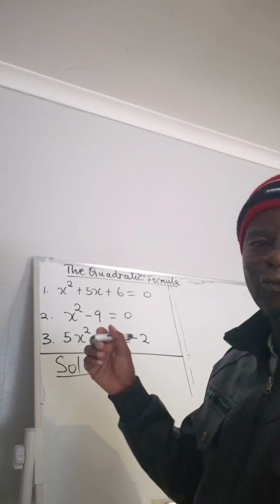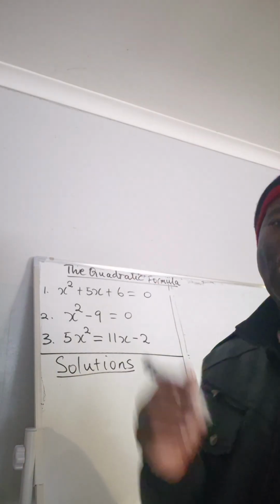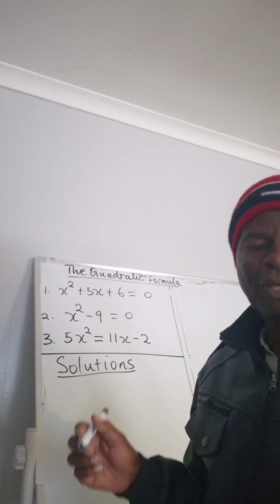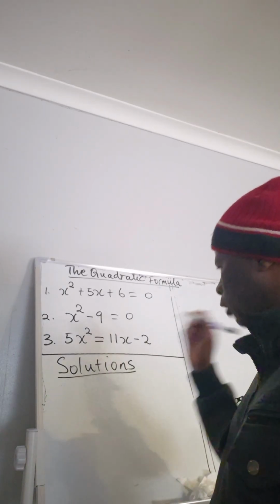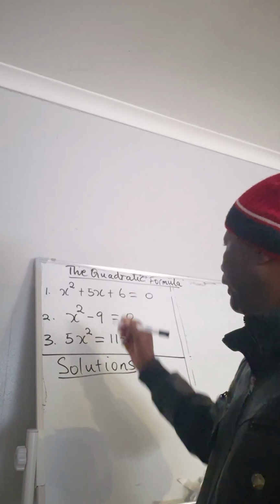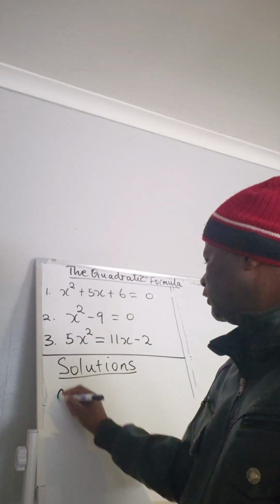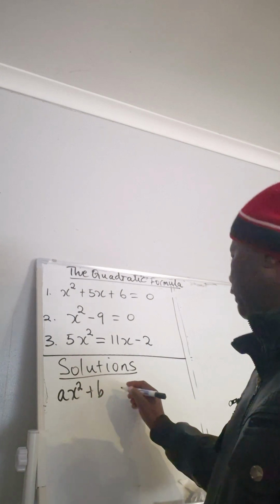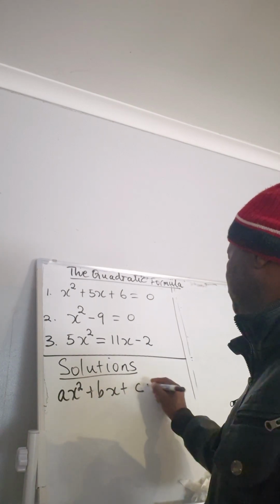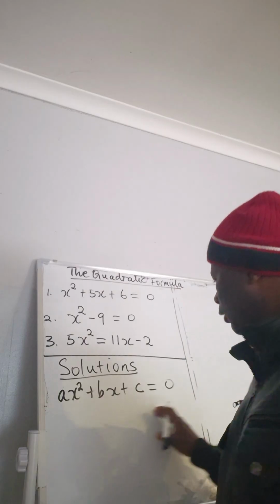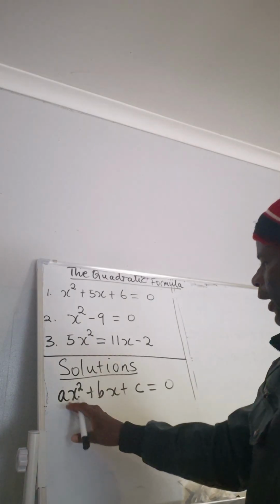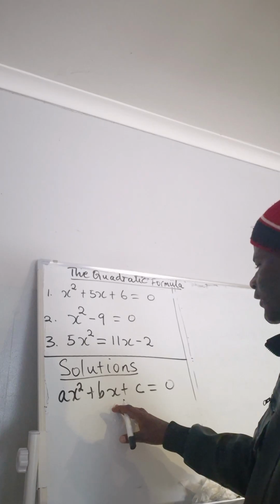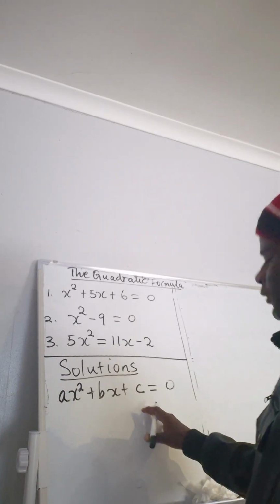Then the formula will be, I'll show you how we get that formula. But for now, we are interested in how to use it. The quadratic formula, we have our equation in standard form, ax squared plus bx plus c equal to 0. That is our standard form, where a is the coefficient of x squared, b is the coefficient of x, and then c is the constant.